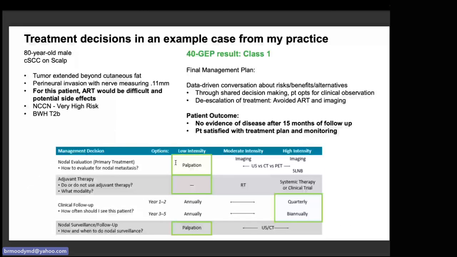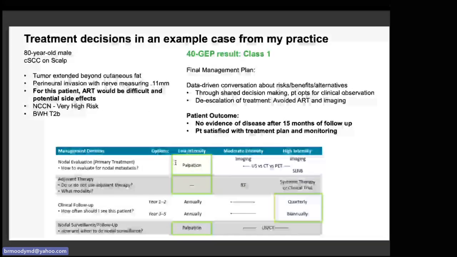So I checked GEP on this patient. He came back as a class one. Based on that, in consultation with the patient and his daughter, using a shared decision-making approach, we decided to observe. So we're observing him clinically. We de-escalated his care.